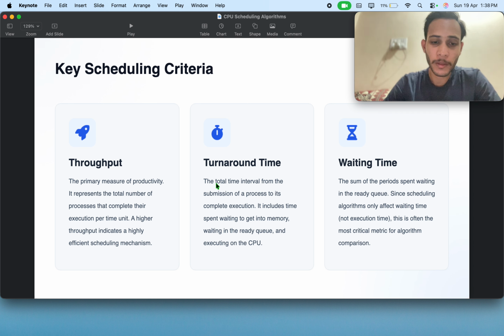The third slide is about key scheduling criteria. When we design or choose a scheduling algorithm, we evaluate it based on a few key characteristics, like throughput, which is how many processes we can finish in a given time, or the turnaround time, which is how long a single process takes to finish, from start to end. And the last, waiting time, is how long a process spends sitting idle in the queue. Ideally, we want to maximize throughput while minimizing turnaround time and waiting time.